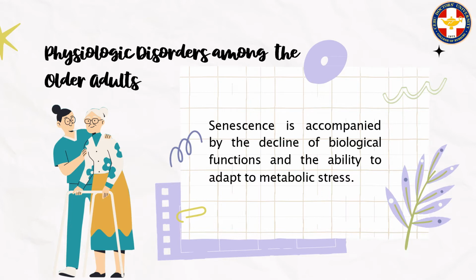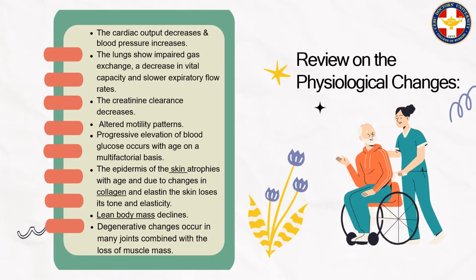General aging changes in the body are related to loss of complexity in physiologic function, such as cardiac, neurologic, and stress responses. Let us have a quick review on the physiologic changes among the older adults that you have discussed in your Module 3M. We have here the following.